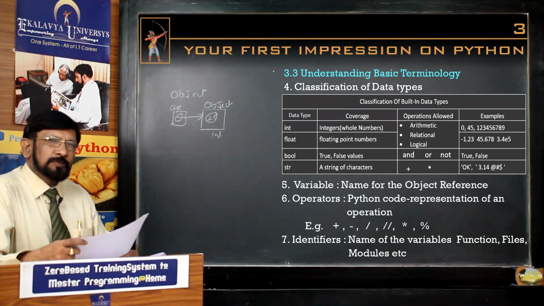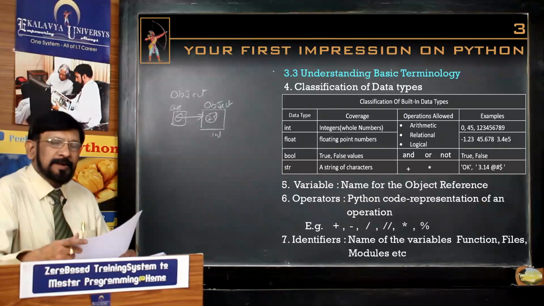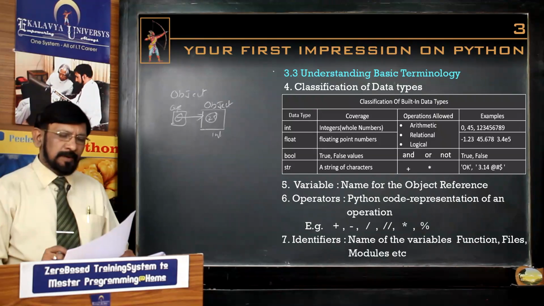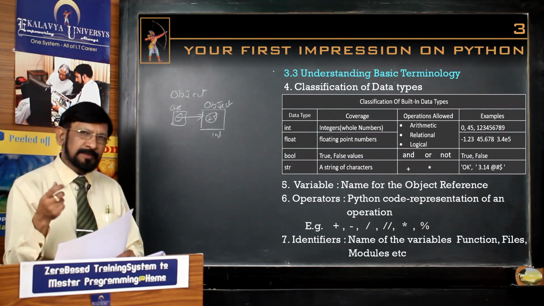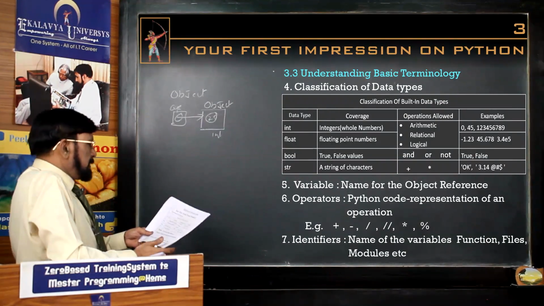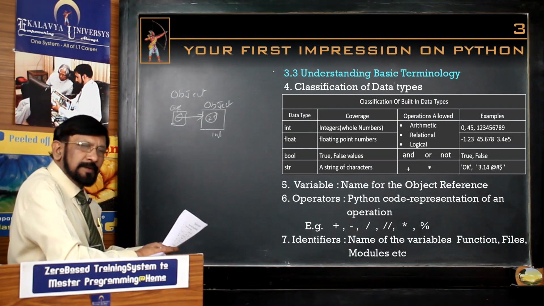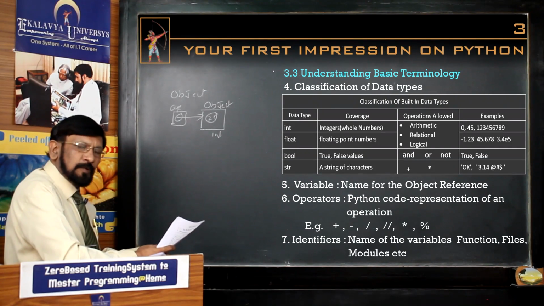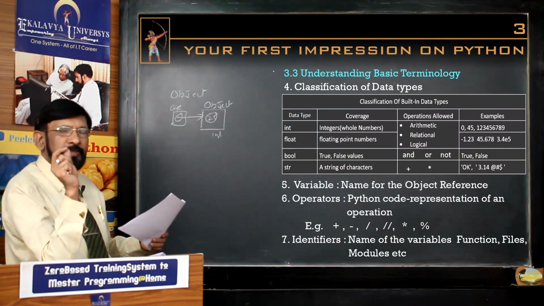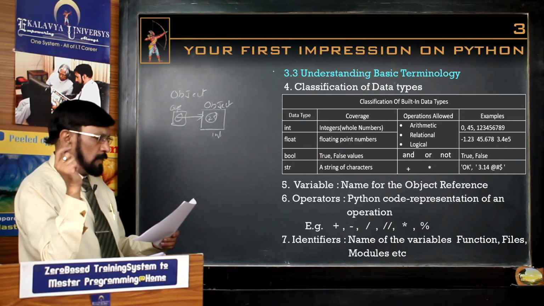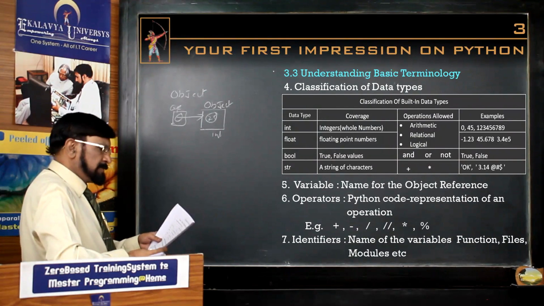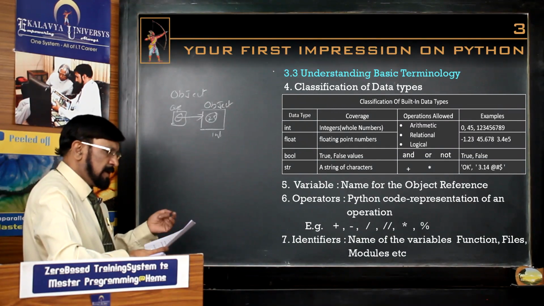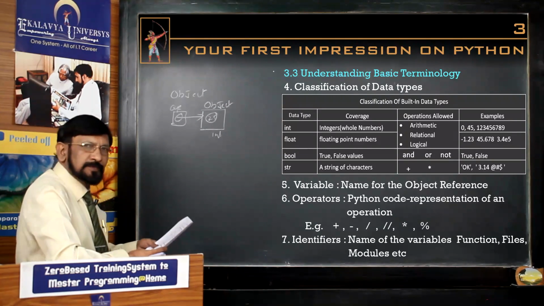Now, the fourth concept, classification of data types. Now, I want to introduce the classification of data types. Now, you see the table. Int represents integer type, and as I told you already, integer represents whole numbers, either negative, 0 or positive. And which operations are allowed? Arithmetic operations, relational operations, logical operations are allowed, and those are the examples.